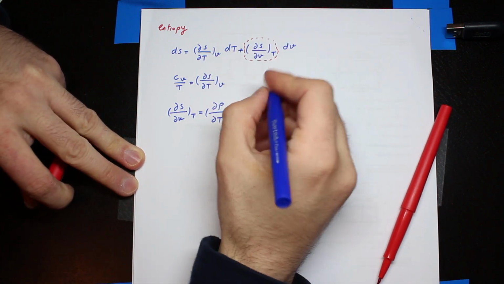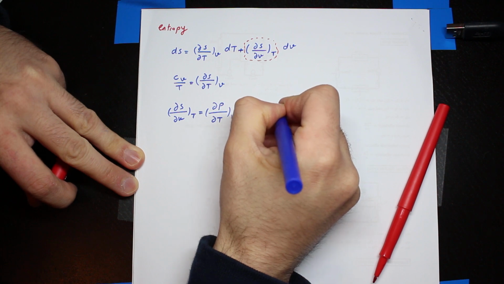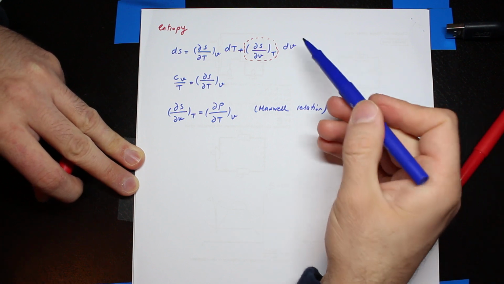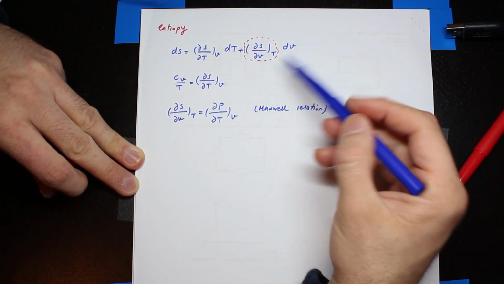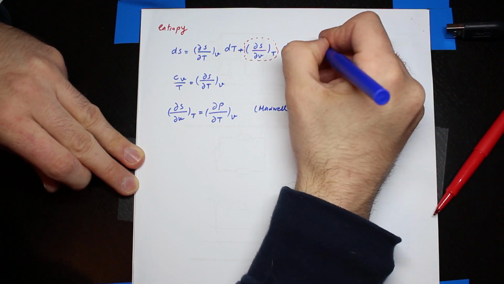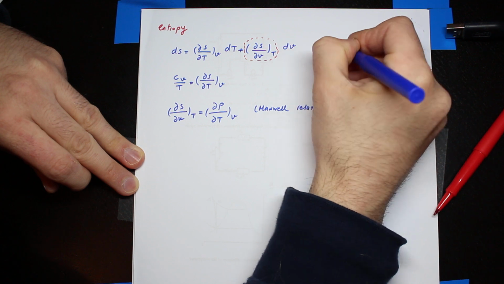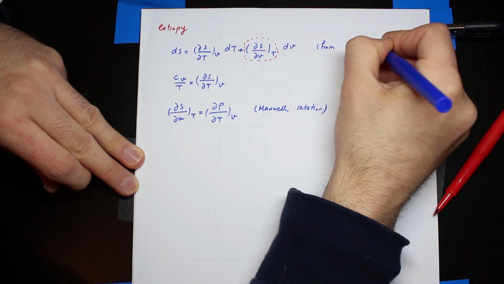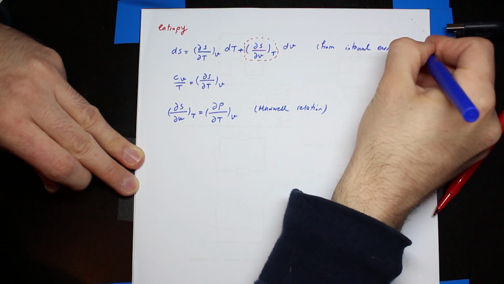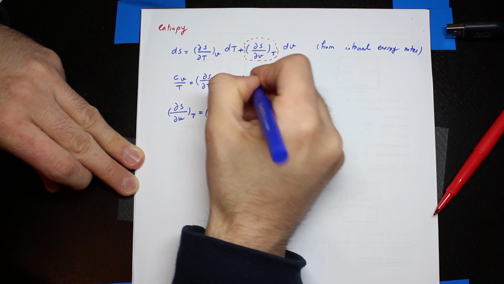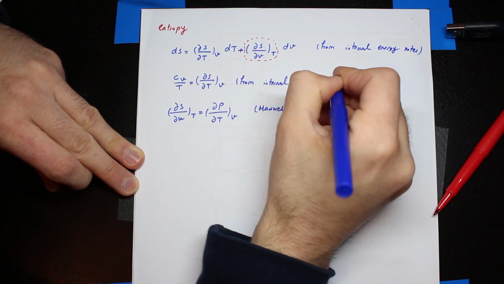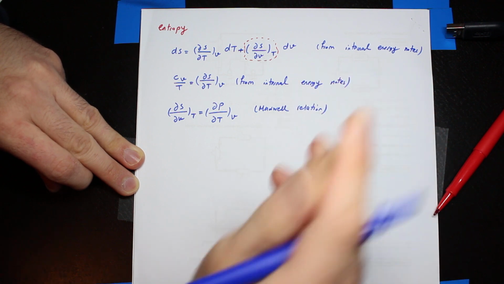So this is the Maxwell relation that I have. And in case you are asking where these two equations came from, you already have them. Go to your internal energy notes, we did them there. Also here, from internal energy notes.